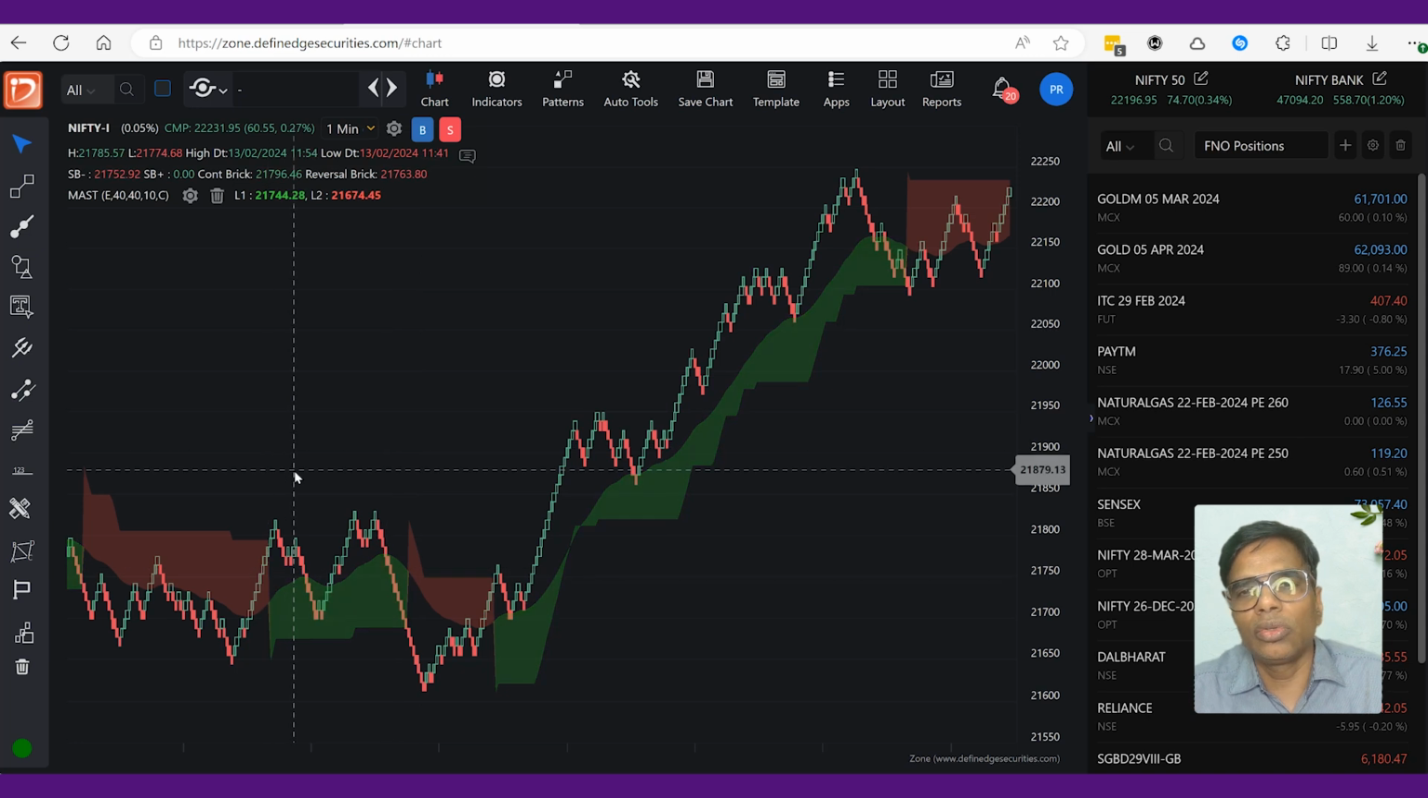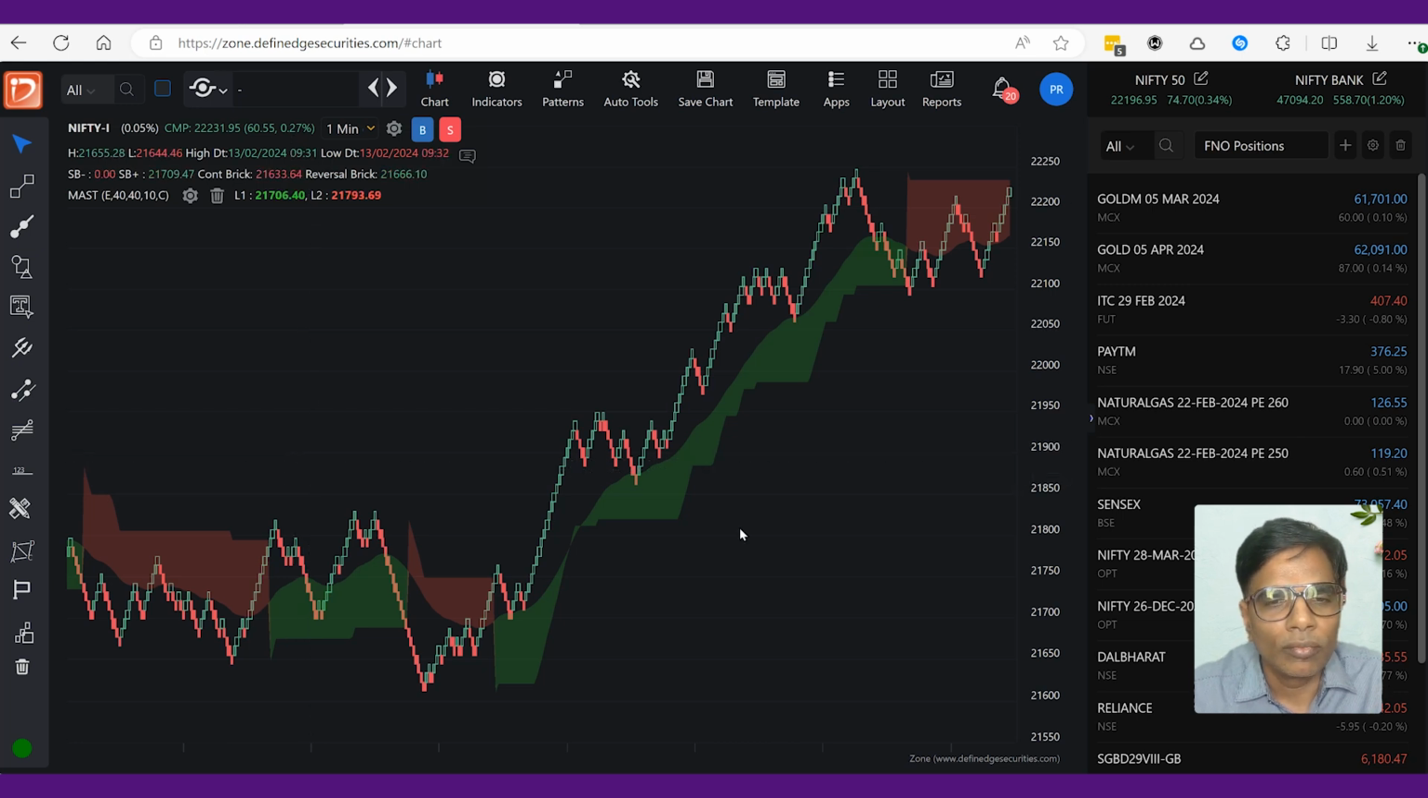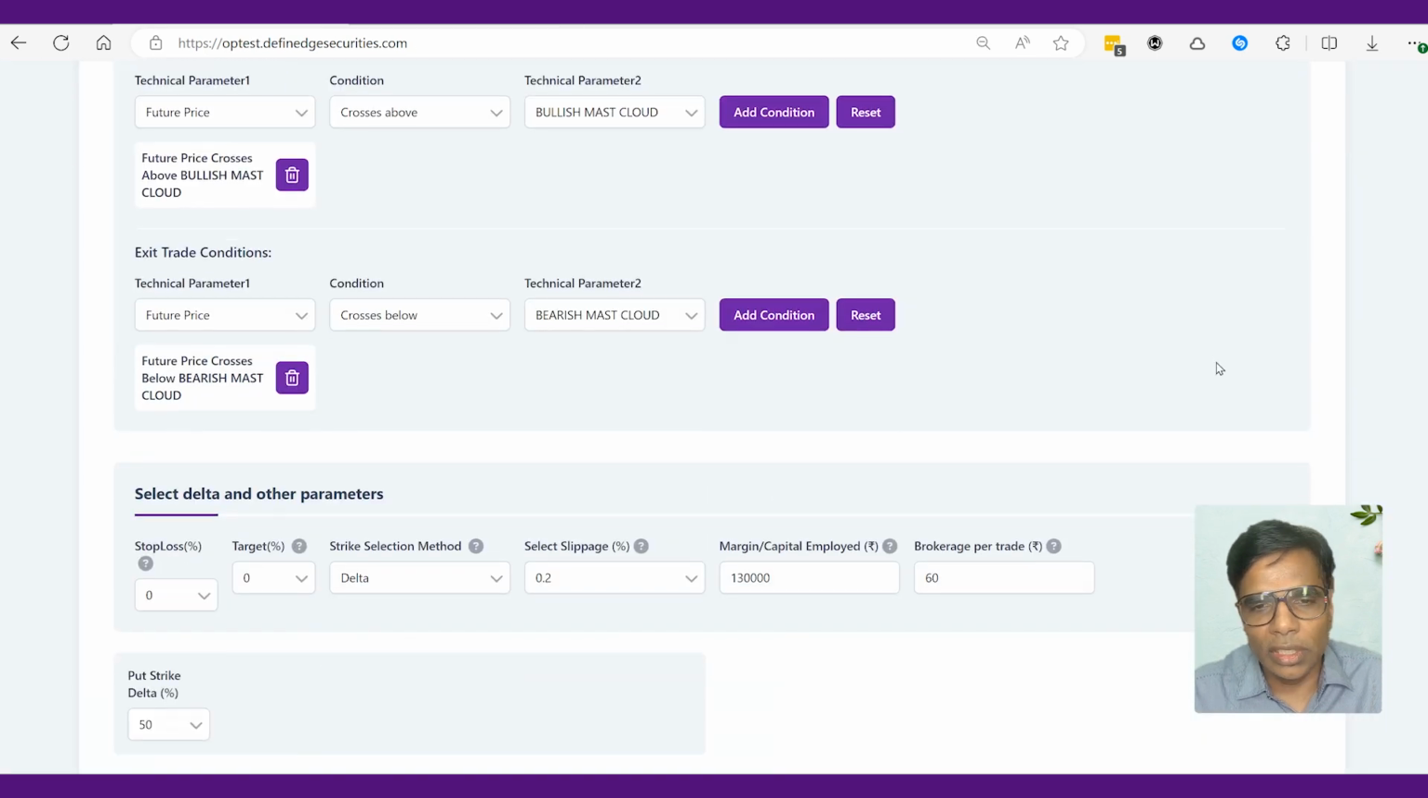But there are two risks there. One, the margin requirement is higher, so your overall returns might be lower compared to a long call option. And two is that there can be unlimited, undefined risk if there is a huge gap, in this case a gap down, right? Now the results are here.